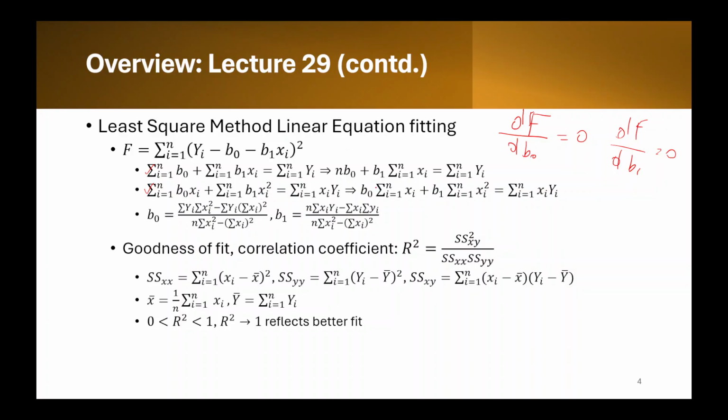And the rearrangement gives us this. So summation of 1 to n of b naught is basically n b naught. And we can take this b1 out because it's a constant. So b1 is taken out. And the same rearrangement for the other equation. So basically we get these two equations.